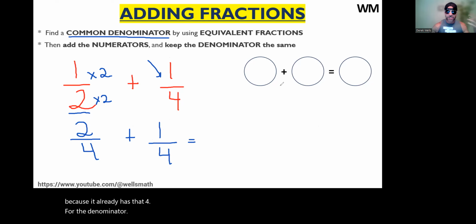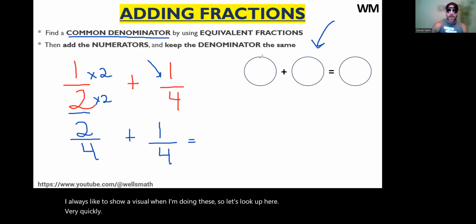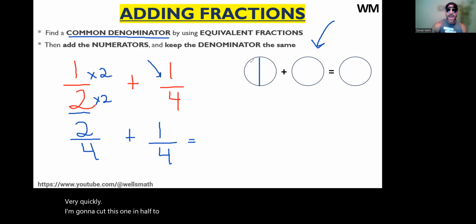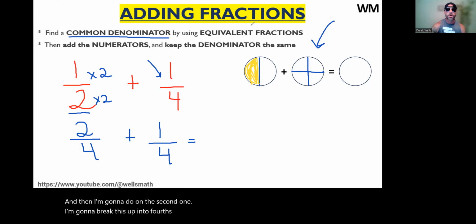I always like to show a visual when I'm doing these. So let's look up here very quickly. I'm going to cut this one in half to represent the 1/2. I'm going to shade it in yellow here. That represents our first fraction, 1/2. And then on the second one, I'm going to break this up into fourths, and I'm going to shade 1/4 of that circle.